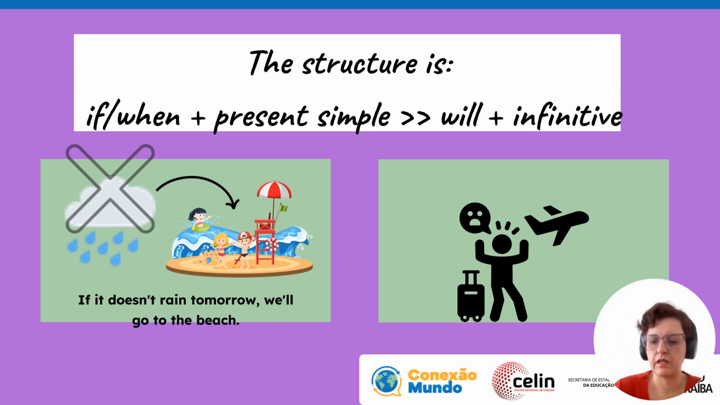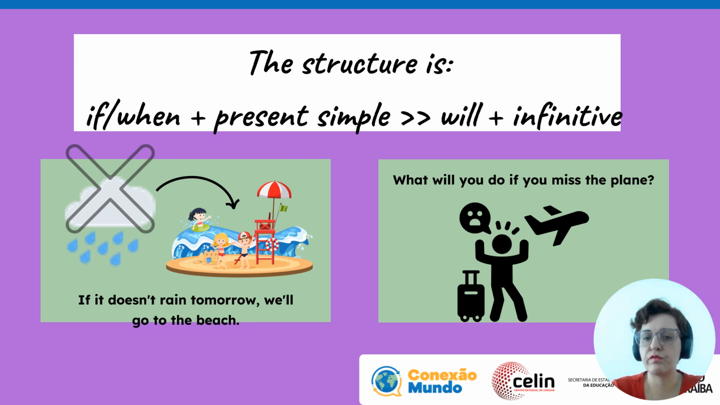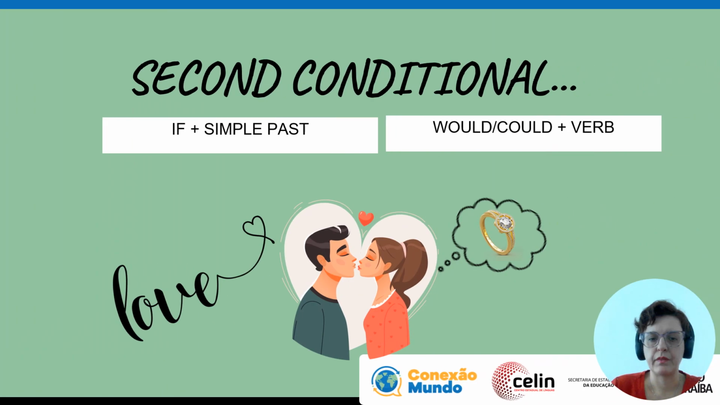Okay? Look at the second one. It's related to traveling. Have you guessed? What will you do if you miss the plane? If you miss the plane, what will we do? The will part plus the infinitive, will do, and the if part in the present simple, if you miss. Okay? Now, let's go to the second conditional sentence.